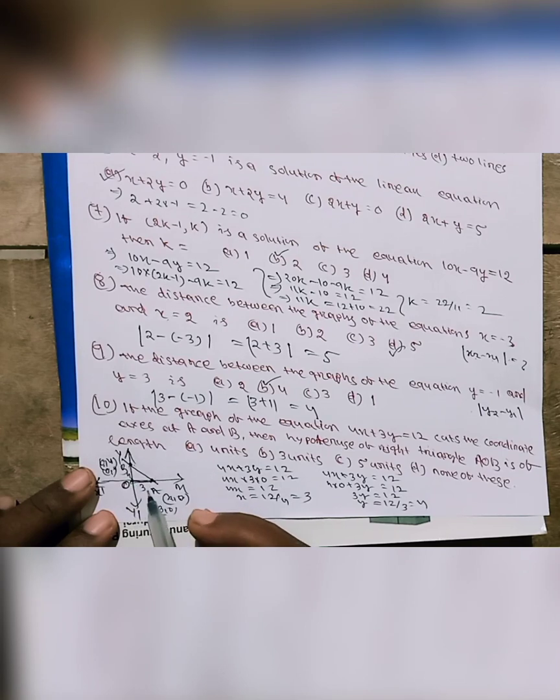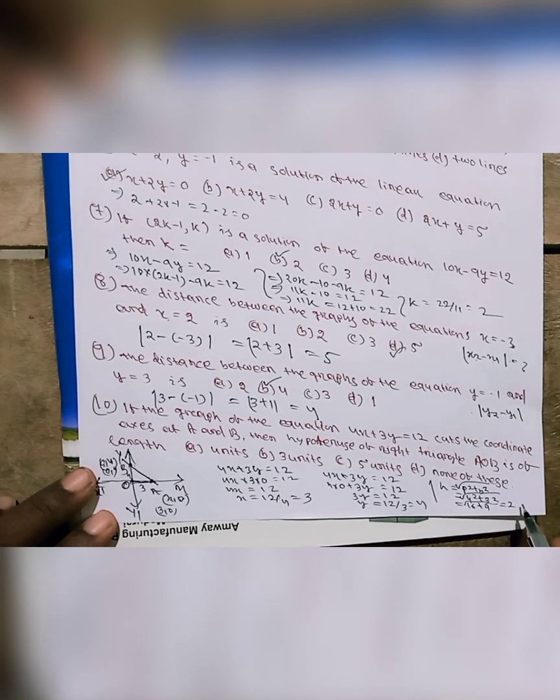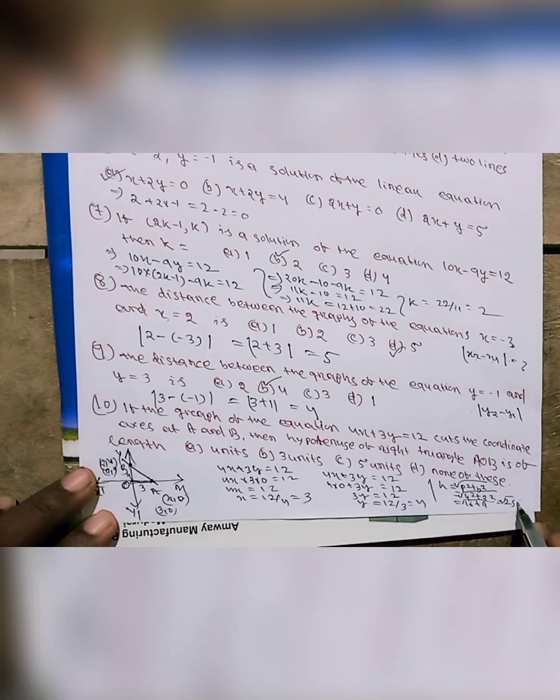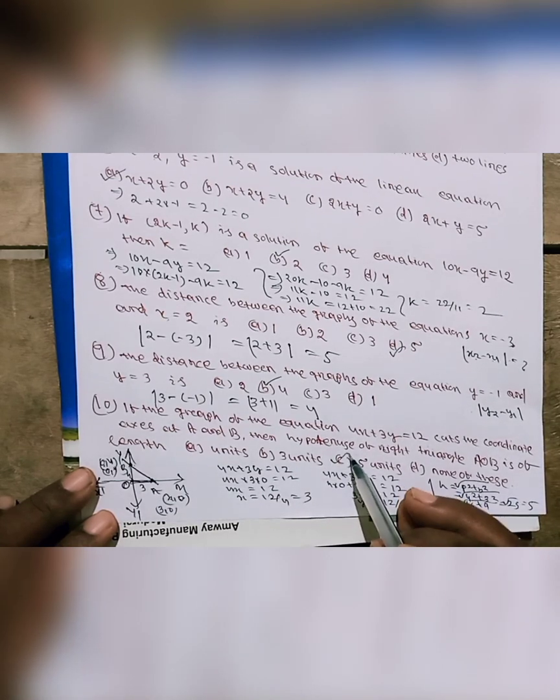This is the 4 unit, this is the 3 unit. So the hypotenuse h equals the square root of base square plus perpendicular square, which is the square root of 4 square plus 3 square, equals the square root of 16 plus 9, the square root of 25, which equals 5 units. So option C is right.